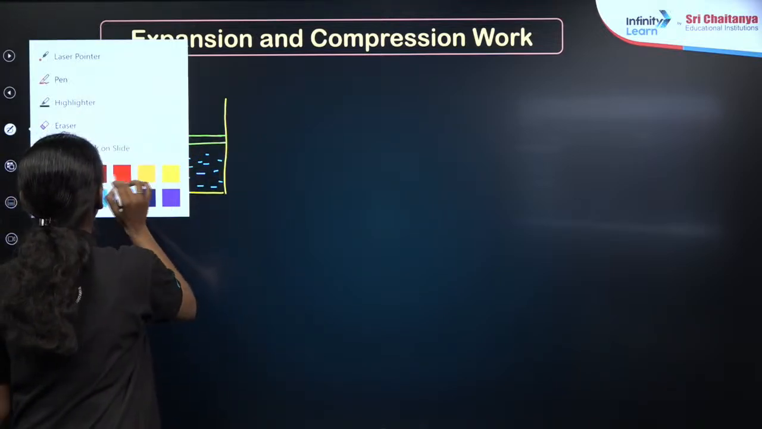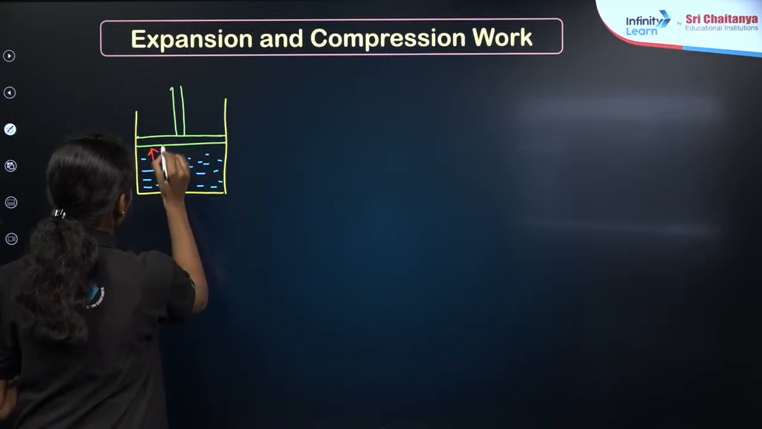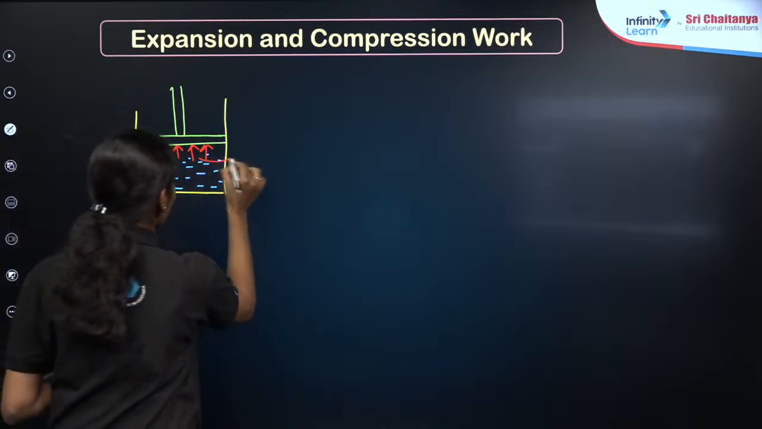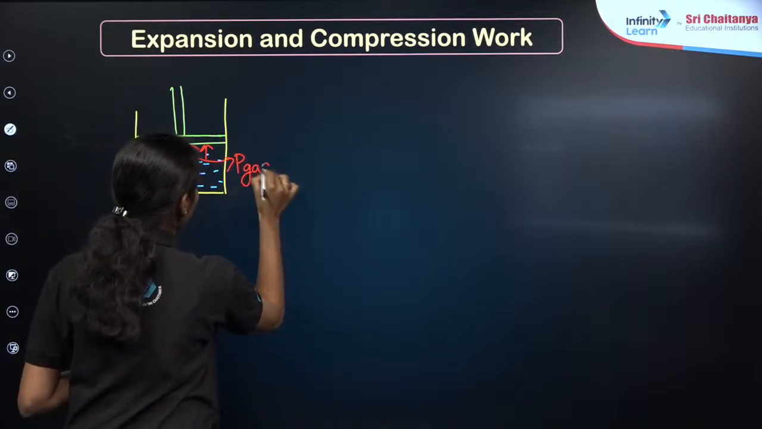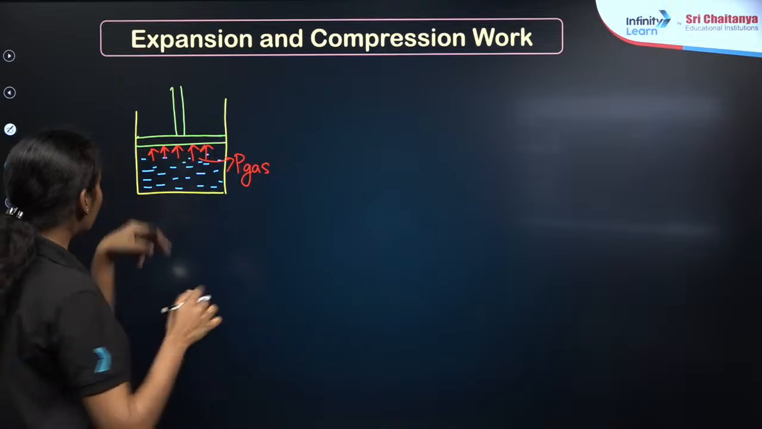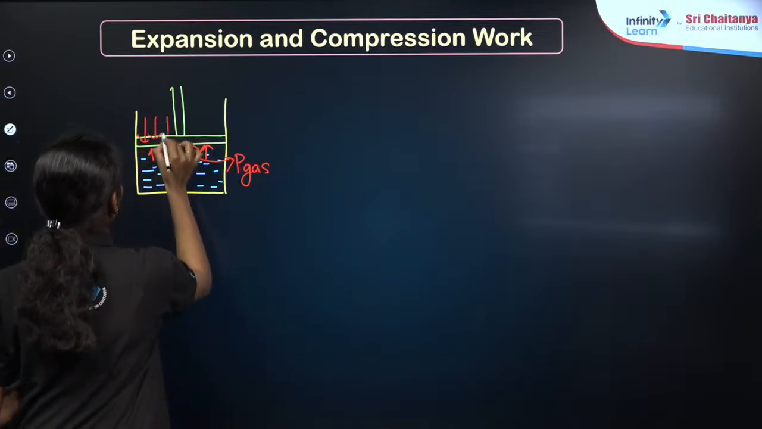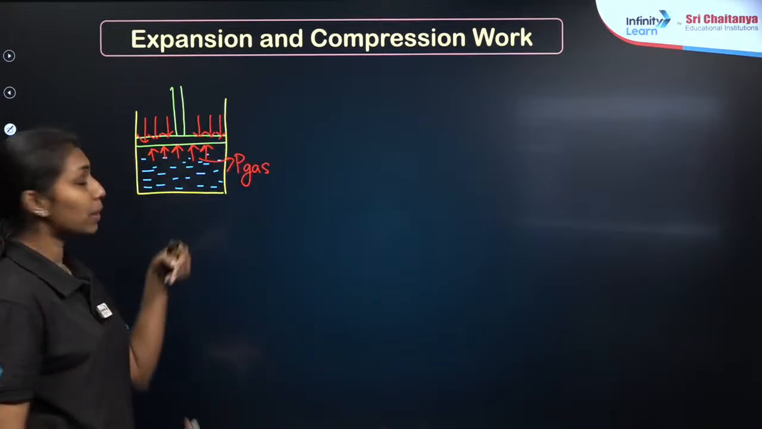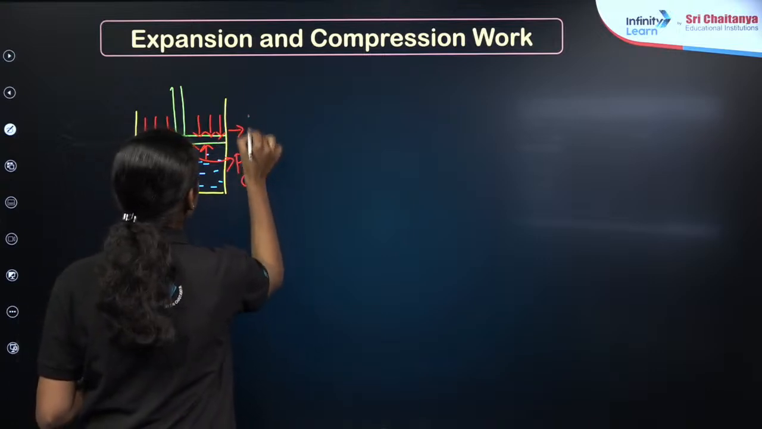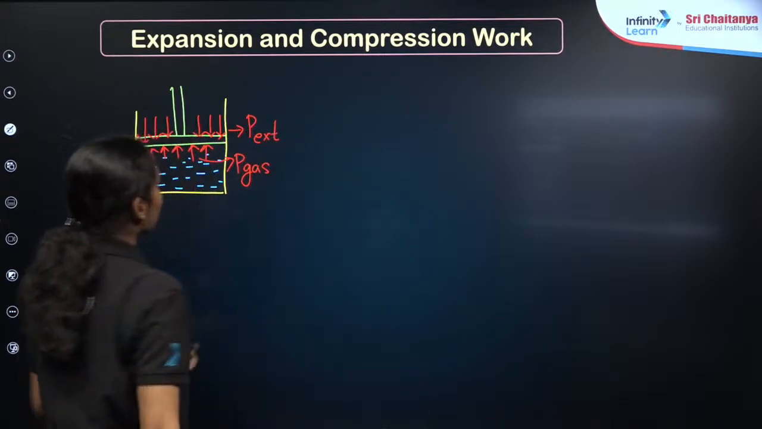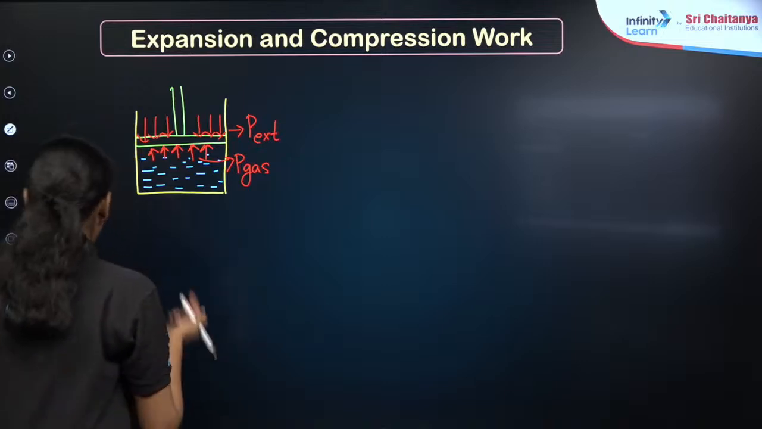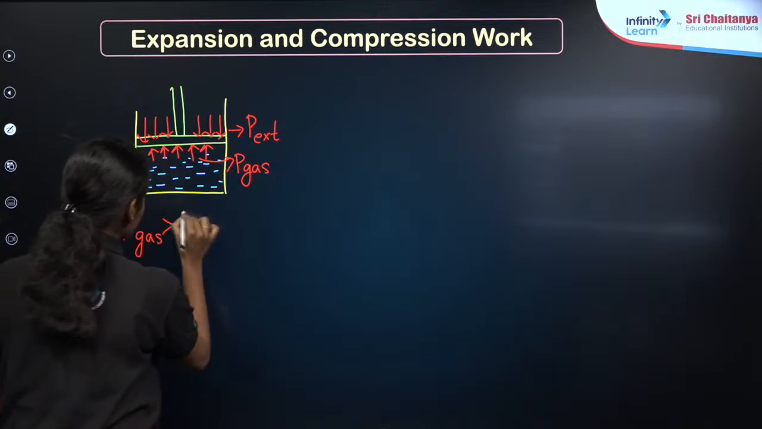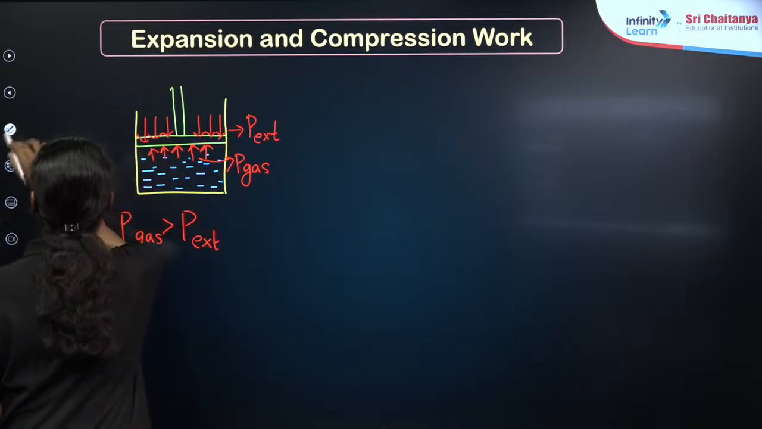This gas is exerting a pressure towards the upside, right? So this will be termed as P gas, the pressure of the gas. Similarly, this piston is also providing a pressure, which I can say is the external pressure I am providing by using a piston here. So this will be P external, the external pressure. For example, for the first condition, if I say P gas is greater than P external, what will happen to the volume?